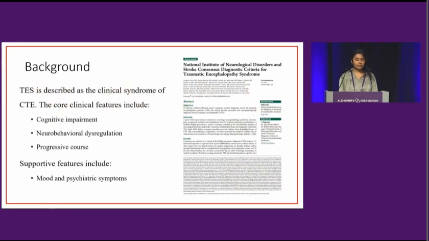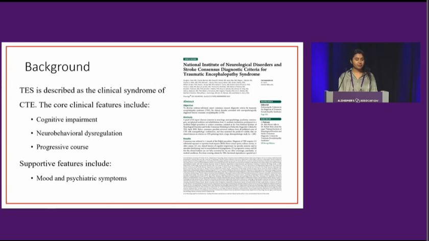CTE can only be diagnosed at autopsy, but there is a clinical syndrome known as traumatic encephalopathy syndrome, or TES, and the TES criteria are used to determine the level of certainty of underlying CTE pathology. A diagnosis of TES requires substantial exposure to repetitive head impacts, the presence of core clinical features that include cognitive impairment and neurobehavioral dysregulation. There must also be a progressive course in which these symptoms get worse over time.